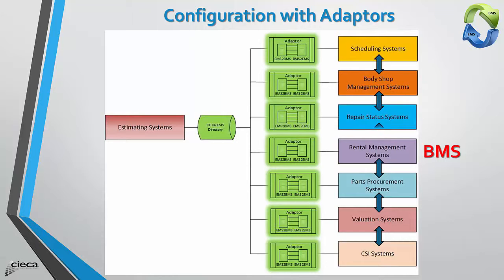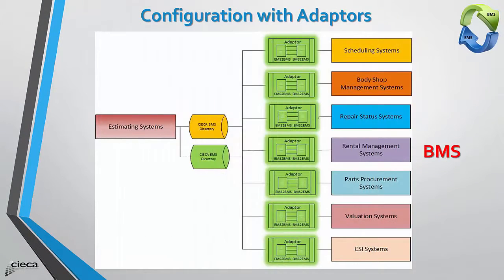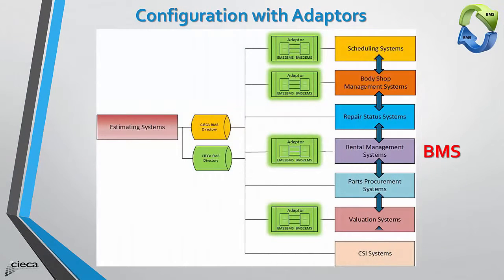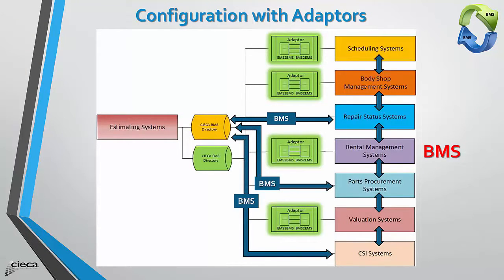Now, all the BMS enabled systems, those on the right of this diagram, can talk to each other in the new BMS format. Now, let's imagine that the Estimatics platform in the shop is now BMS enabled. Both the EMS and BMS outputs may still be initially required. Now that the BMS output is available, other systems can now remove the software adapter. In this case, repair status, parts procurement, and CSI adapters have been removed.